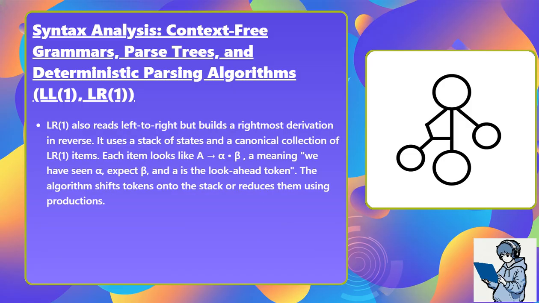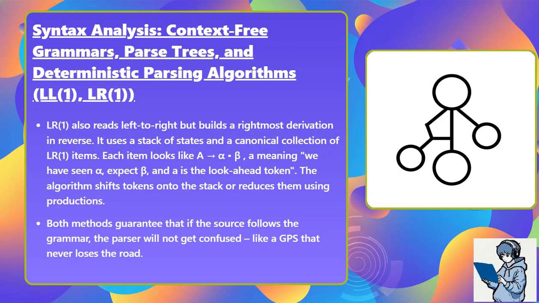LR1 also reads left to right but builds a rightmost derivation in reverse. It uses a stack of states and a canonical collection of LR1 items. Each item looks like A goes to alpha.beta, a, meaning we have seen alpha, expect beta, and a is the look-ahead token. The algorithm shifts tokens onto the stack or reduces them using productions. Both methods guarantee that if the source follows the grammar, the parser will not get confused, like a GPS that never loses the road.